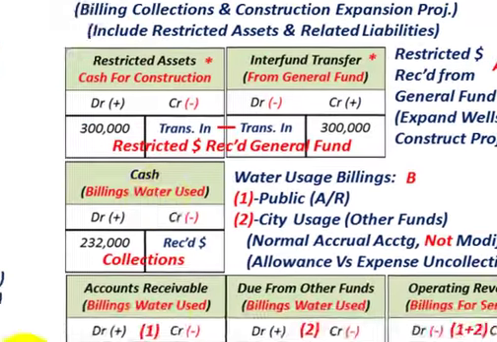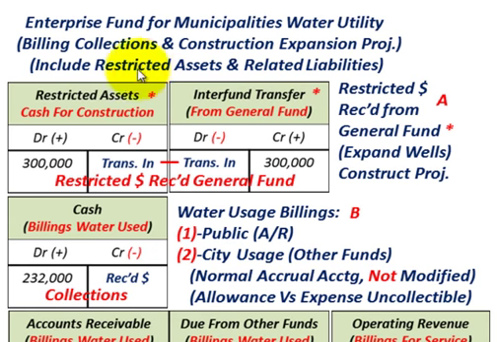Okay. Now let's go up here and look at a basic example. We're just going to be looking at the enterprise fund for the municipality's water utility. We're going to be looking at some billing collections and a construction expansion project. We're just going to be looking at some basic concepts so you understand what's going on here with, in this case, the enterprise fund.